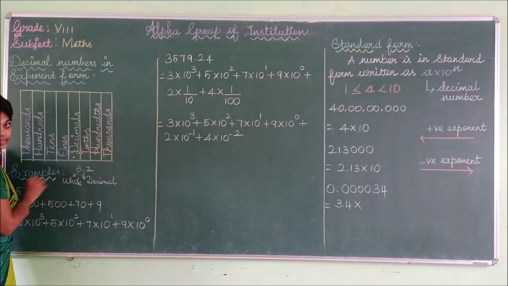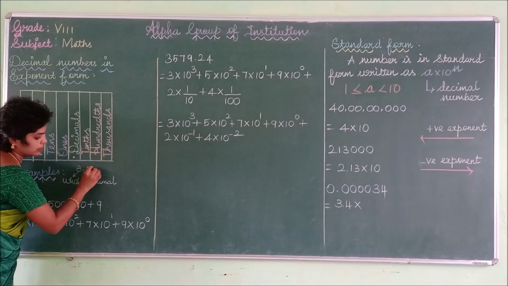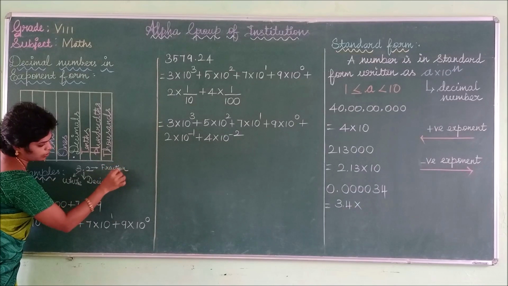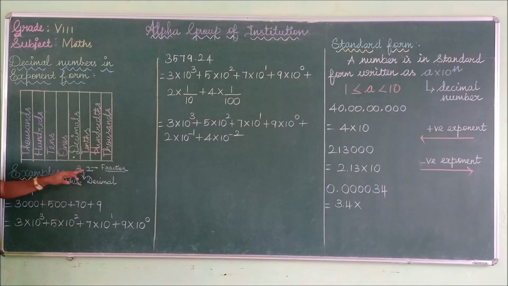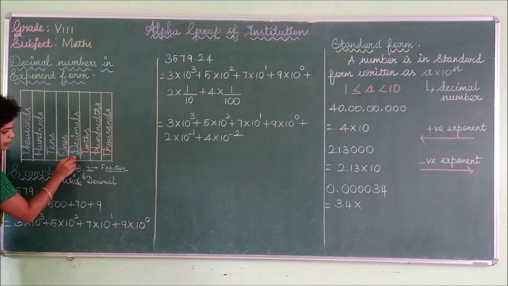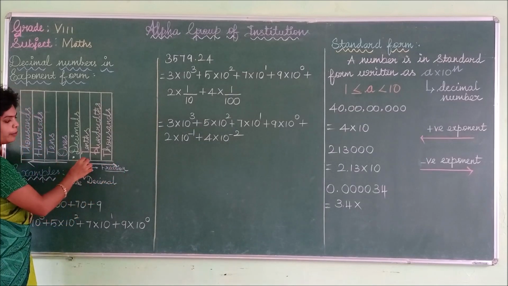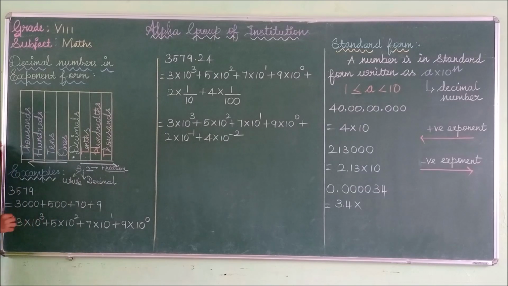How can we call this 3? The 3 will be called the whole part. This is called the fraction part. After the decimal symbol is called the fractional part. The left hand side is called the whole part, the right hand side of the decimal is called the fractional part. So consider this as a decimal. Left hand side values will be ones, tens, hundreds, thousands, and then right hand side values will be called tenth, hundredth, thousandth, likewise.